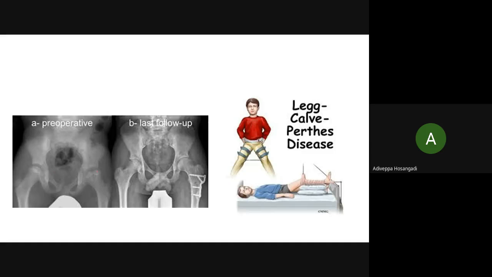So how do you treat it? As I said, this hip is slowly going outside. You want to keep it in the acetabulum, so you can do it by putting a brace. Look at this child. He is on the brace, kept in abduction. By doing abduction, the head goes inside the acetabulum. So this is called an abduction brace.